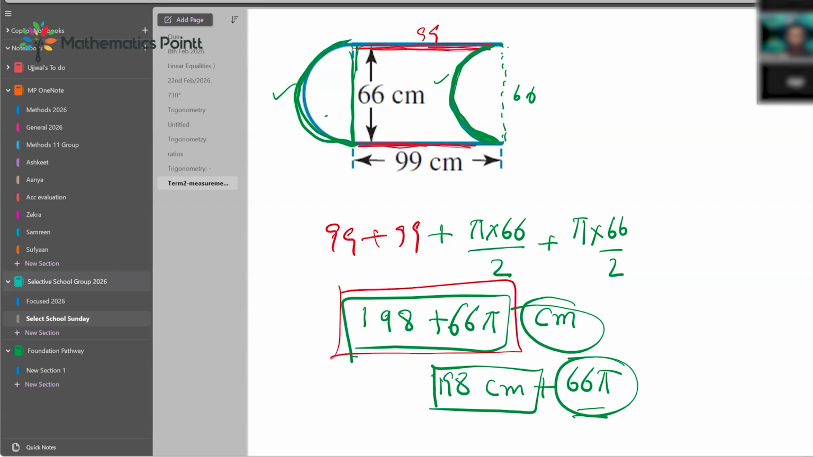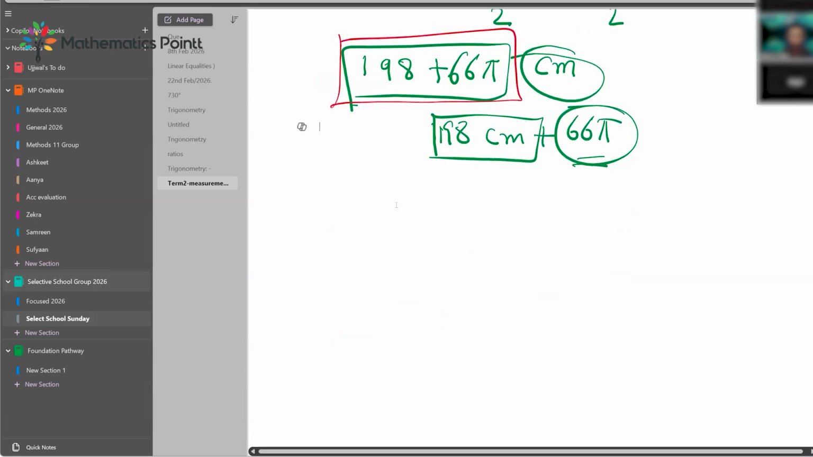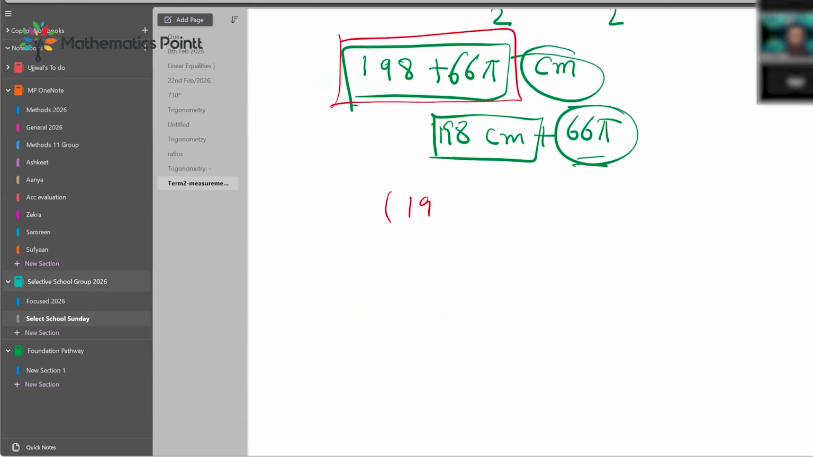Or, even more cleanly, I like the way Shadow has done it. He's done 198 plus 66 pi within a bracket. I love the brackets, I tell you. When you put the brackets in, it becomes a lot cleaner. That doesn't mean that if you haven't put the brackets it is incorrect, but brackets are the religious way of writing the answer. Okay, good job. All right, good attempt, everyone.